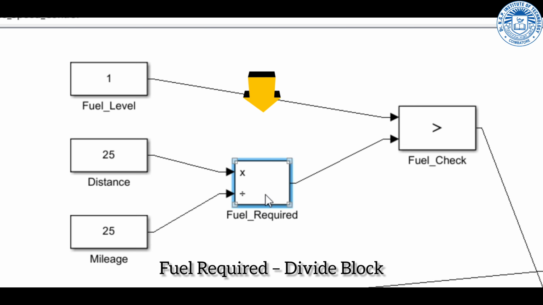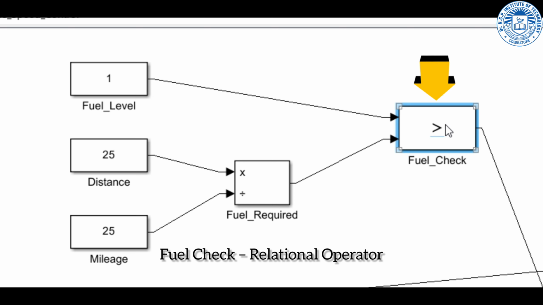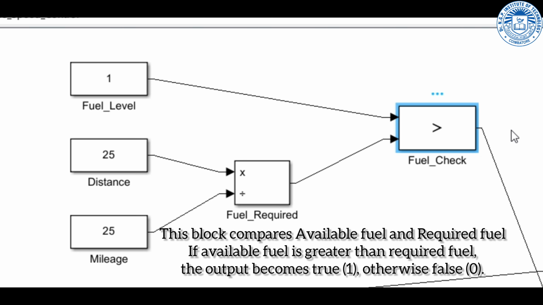Next, the fuel required. This is a divide block which is taken from the math operations. This block calculates the fuel required using the formula: fuel required is equal to distance divided by mileage. This tells how much fuel is needed to reach the destination. Fuel check. This is a relational operator which is taken from the logical and bit operations. This block compares available fuel and required fuel. If available fuel is greater than the required fuel, the output becomes true, otherwise false.